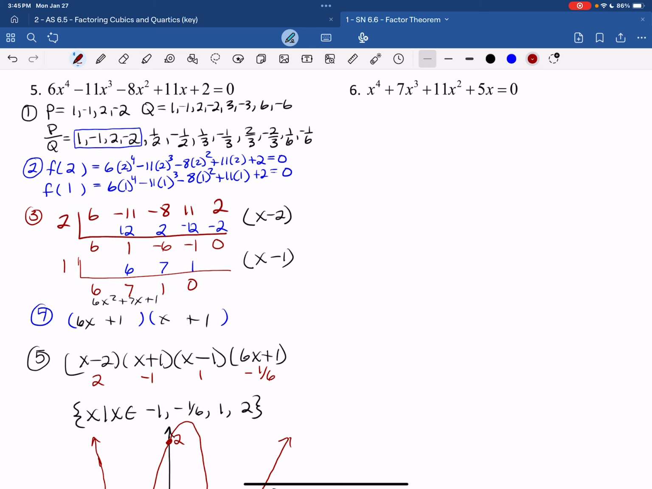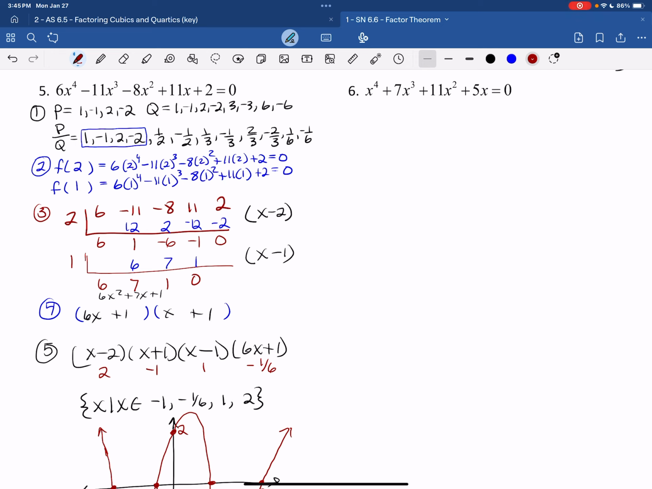But I do want to get you started even before step 1. If we notice, I've got an X and an X and an X and an X. So all of them have an X. So this step supersedes any steps that we do from here on out. We always want to distribute first. So I'm going to take out an X. This is going to turn into x cubed plus 7x squared plus 11x plus 5 equals 0.